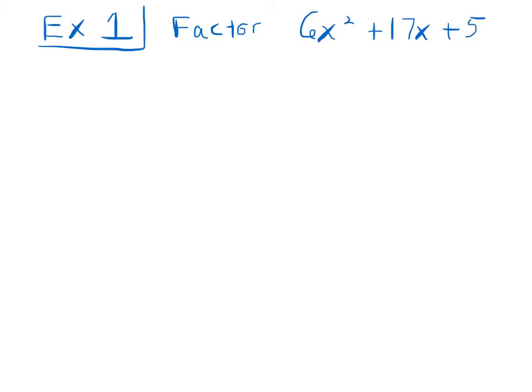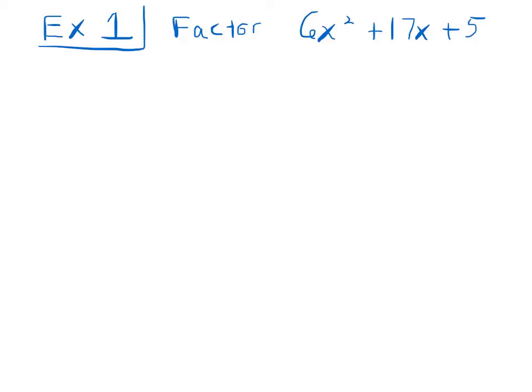So if we look at this, right away the first thing that we should do is look for a GCF, a greatest common factor. And if I look at my A, my B, and my C, so my 6, 17, and 5, well, 5 and 17 are both actually prime numbers. So unless both like 5 and 6 go into 17, there's not going to be a common factor. So there's not a common factor to this one.